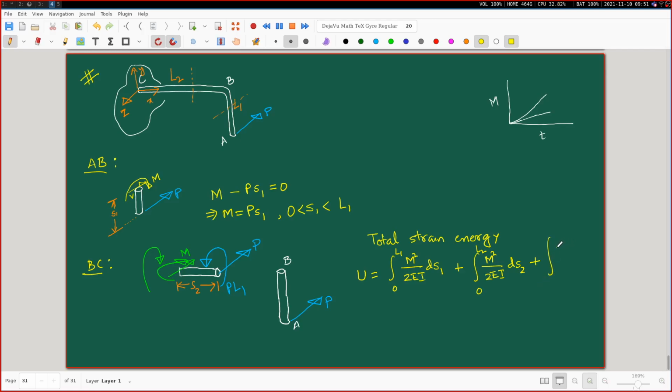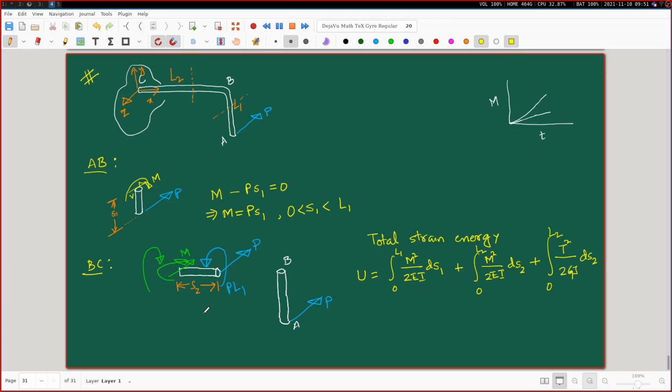That's integral 0 to L by 2 of T square by 2GJ. Integration inside. Very good. Now, actually, there is another contribution, which is the one associated with shear. In fact, in all the previous problems, there will be contributions from the shear also. But usually, we do not take that contribution.